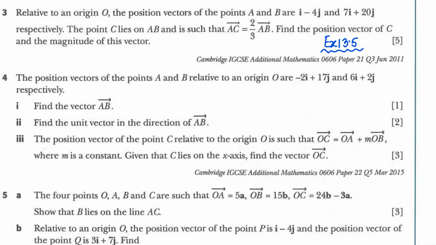Another vector tutorial. In this one I am going to solve question number 3 from exercise 13.5. Information provided here: position vectors are given in terms of i and j. This is the position vector of A, i minus 4j, and this is the position vector of B, which is 7i plus 20j. The question is, the point C lies on AB such that this is the relation of AC and AB. Find the position vector of C and the magnitude of this vector.